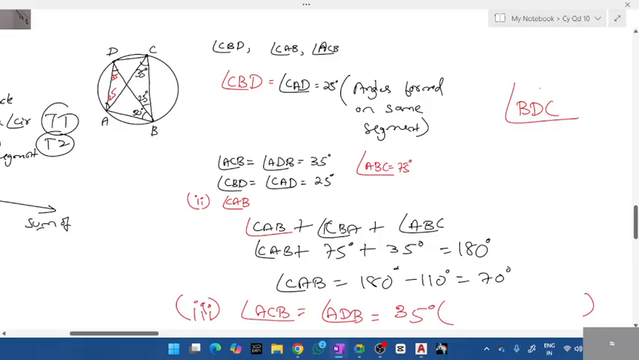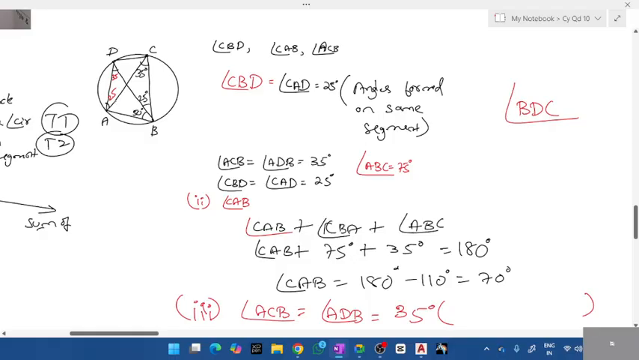Okay, BC is the arc, but BAC value is not given, right? Where is BAC? Where is BAC given? Oh, just now you found TAB, right? TAB or BAC?